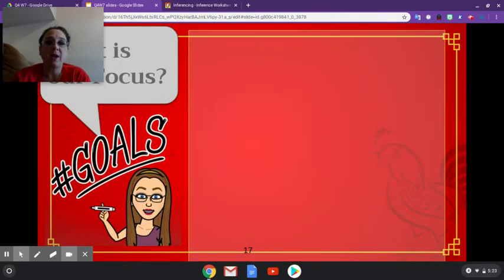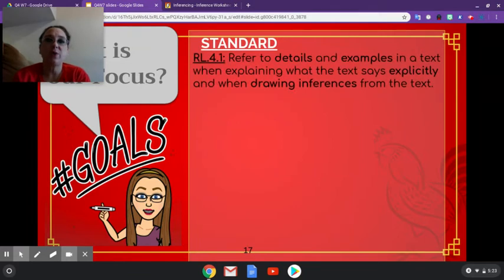Let's go ahead and go into our focus. What are we learning about? Our standard is we're going to be referring to details and examples in a text when explaining what the text says explicitly and when drawing inferences from the text. Don't forget what explicitly means: directly from the text. And when we're drawing inferences, we need to use the explicit information and our schema, or what we already know, into actually drawing up that inference.